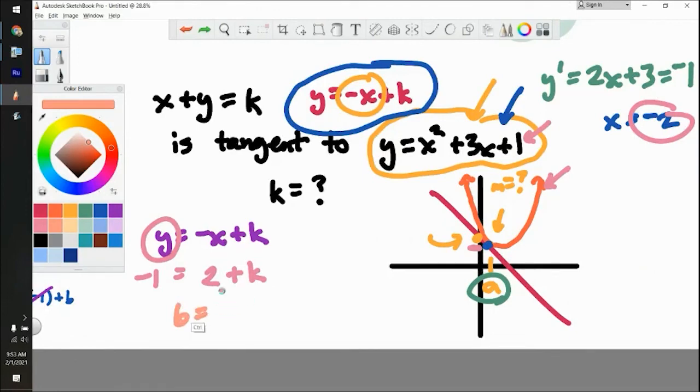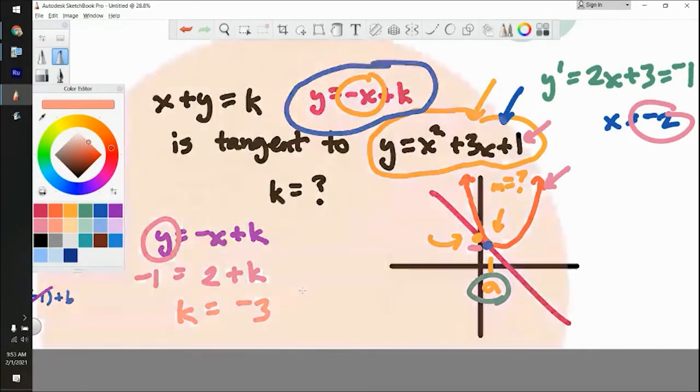I think it's next to B. K is equal to -3. Holy cow.